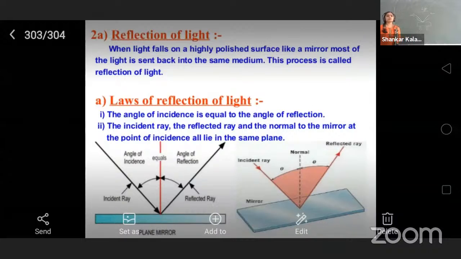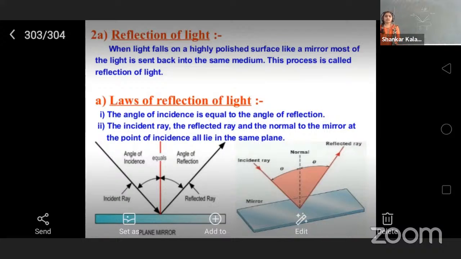So reflection of light is when light falls on a highly polished surface like a mirror, most of the light is sent back into the same medium. This process is called reflection of light. Here there are two laws. What are the two laws? Laws of reflection of light. The first one is the law of reflection of light.